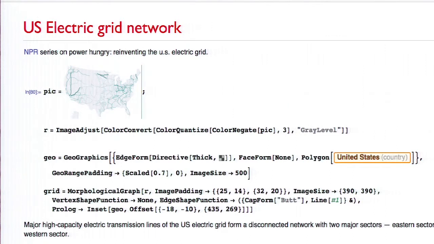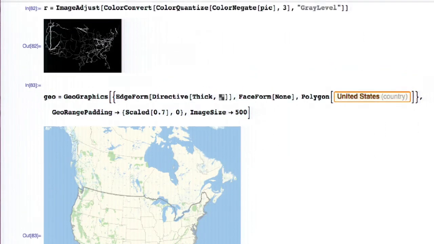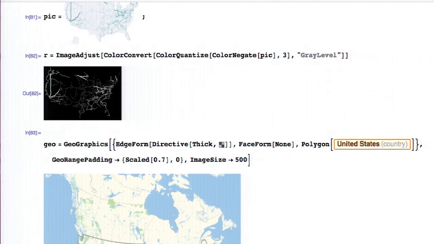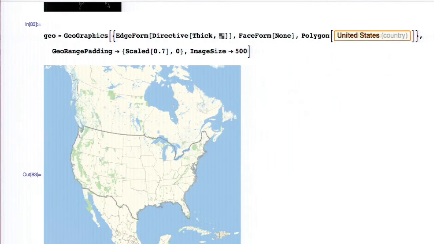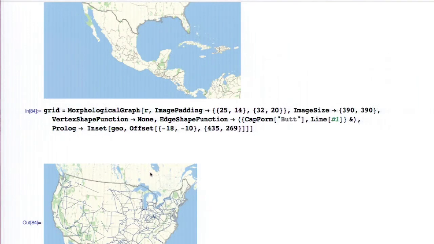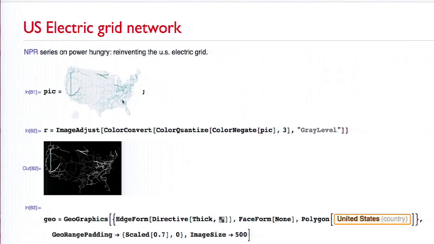Is it possible? Quite easily. I took the picture, copy and pasted it, and did an image adjust. Essentially, I wanted to do a morphological graph on it. But I also wanted to map it on the actual map so that you see it. So I called our geographic function, got the map of the continental US. And then I did a morphological graph. And then I got my network. So this is a graph with a network, quite similar to that one, exactly similar, actually. So you can model that original network in 2 or 3 lines.